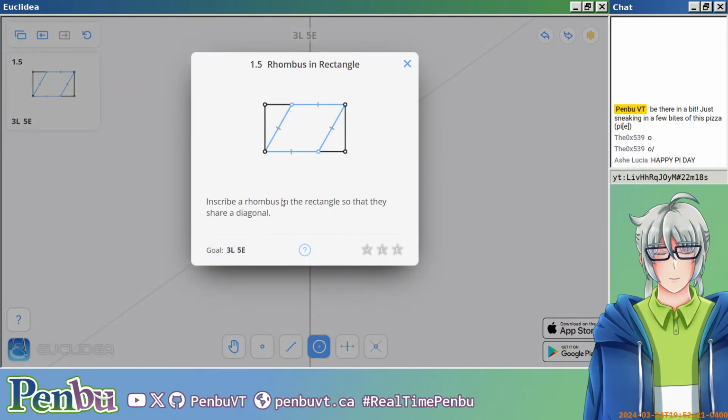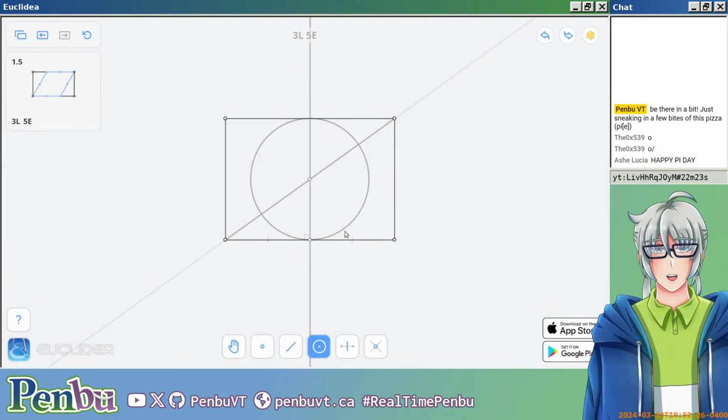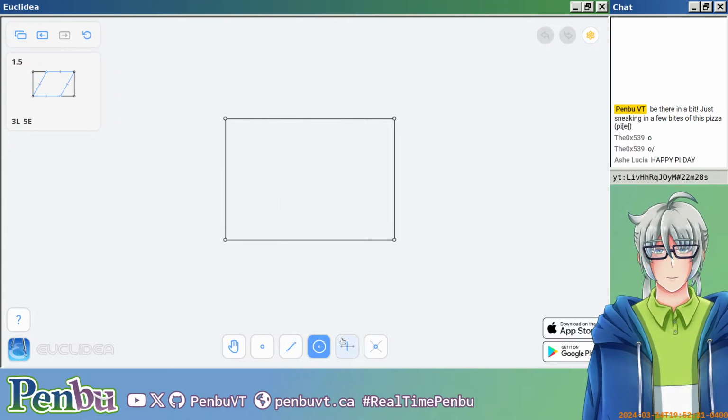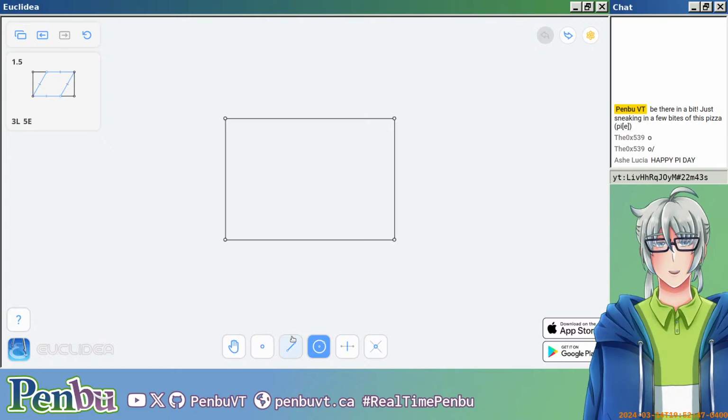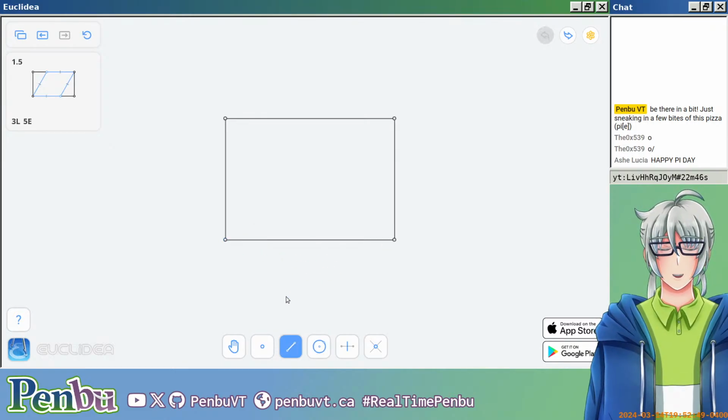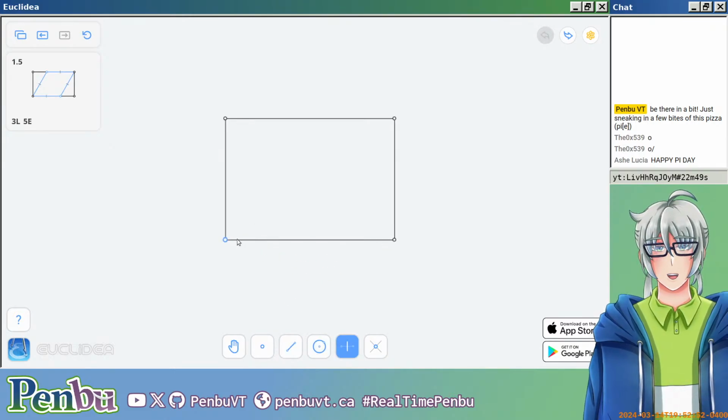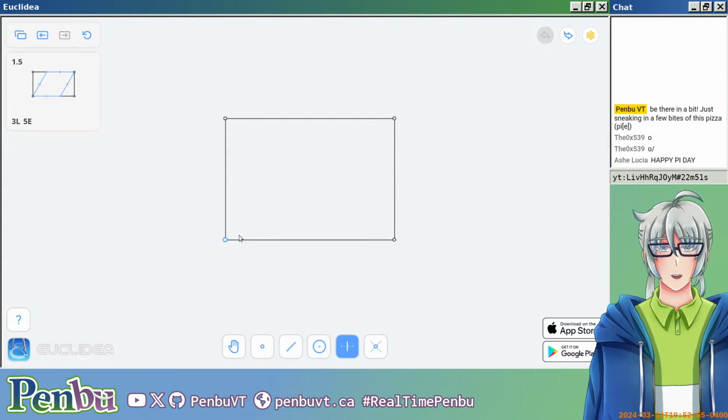Current challenge is to find a rhombus and rectangle. And this is the first one that I'm actually somewhat struggling in. Okay, I'm gonna reset this. This one's too large. I'm gonna undo that. So if we do bisector... Oh, okay, I see. Right.